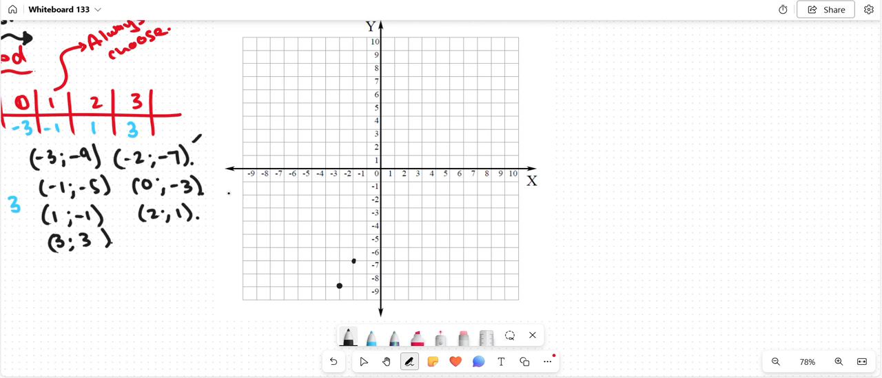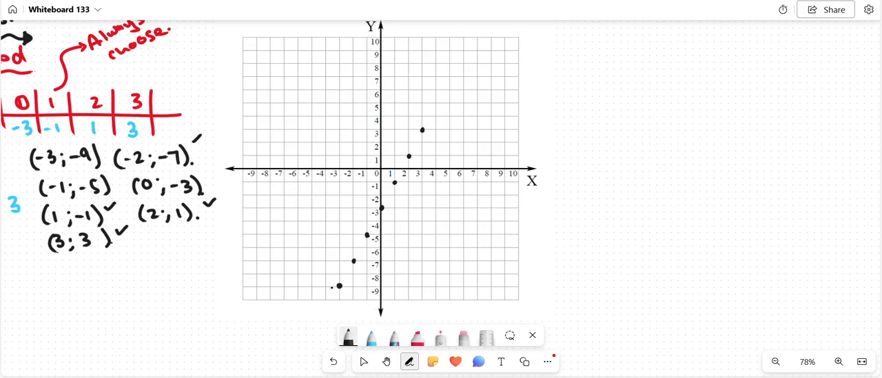Then the next one is -1 and -5. -1 for the x, -5 for the y would go there. Then the next one is 0 for the x and -3, so that will be on my y-axis. The next one is +1 for the x and -1 for the y. And the next one is 2 with +1, so that will go there. And the last one is +3 with +3.